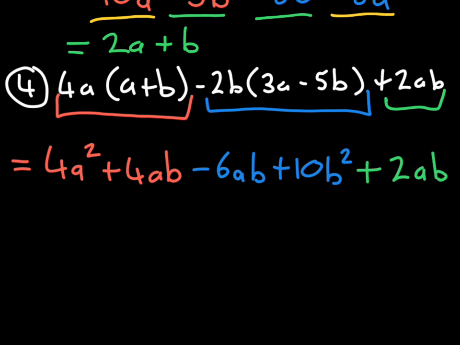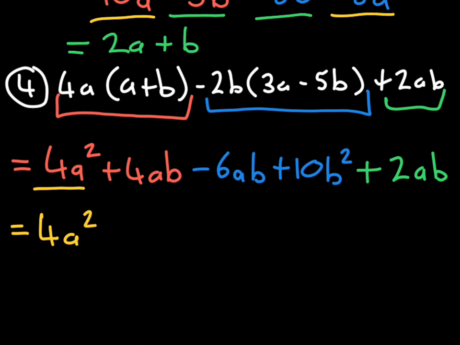So now we can have a look at all of our like terms. So firstly, we've got 4a squared, and we see that there are no like terms for 4a squared. No other term has a squared, so we can keep it.